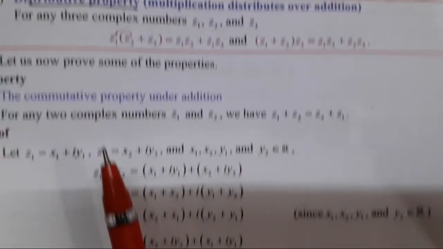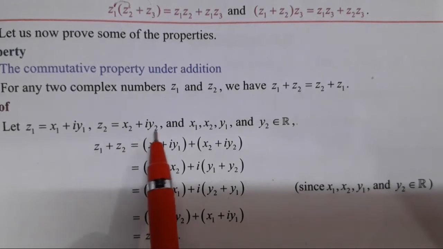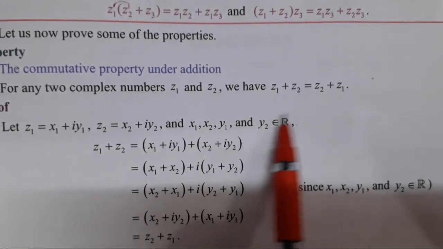So we learn the proof. What is the proof? Z1 equal to X1 plus i Y1. Z2 equal to what? X2 plus i Y2. Here X1, X2, Y1, Y2, everything is what? Belongs to the real numbers R.